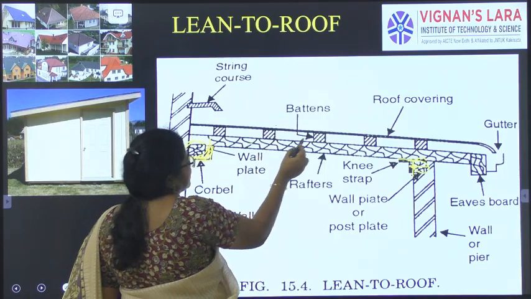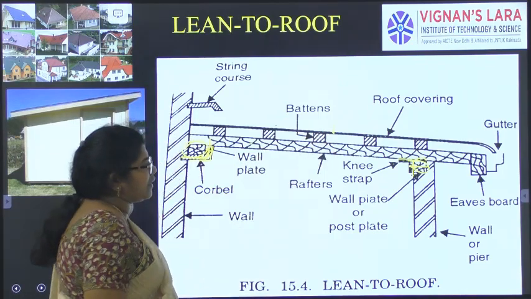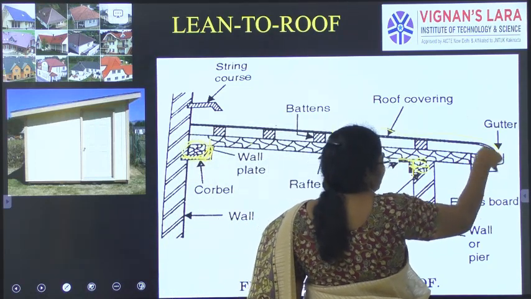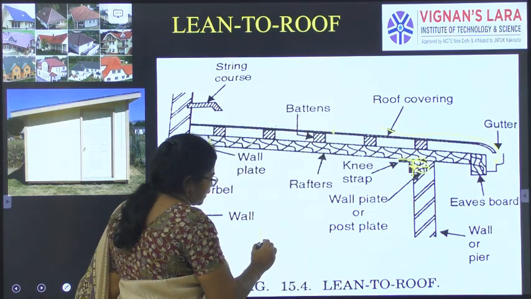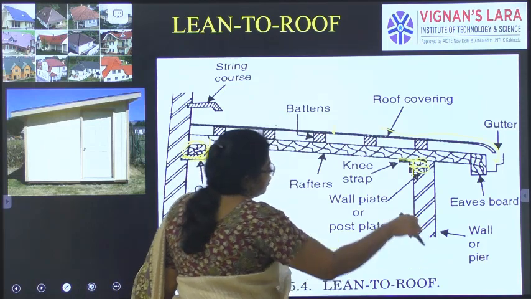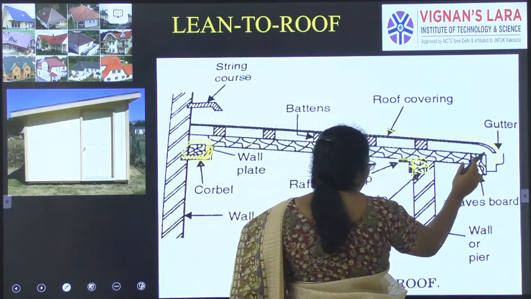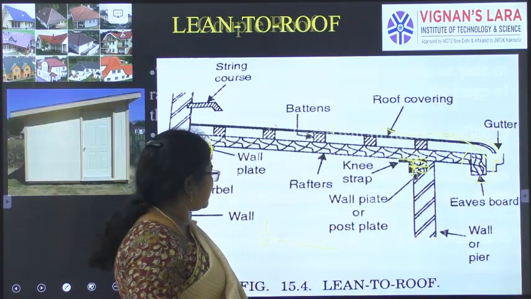These are the rafters, these are the battens, this is the roof covering, and this is a gutter. The gutter is used because rainwater or snow will fall into the gutter. The gutter will be at a slope, right? The gutter will be like this at a slope, so that the rainwater and everything will flow in that direction. This is the eaves, and this we call the eaves board. The lower part we call the eaves, right? So these are the things.